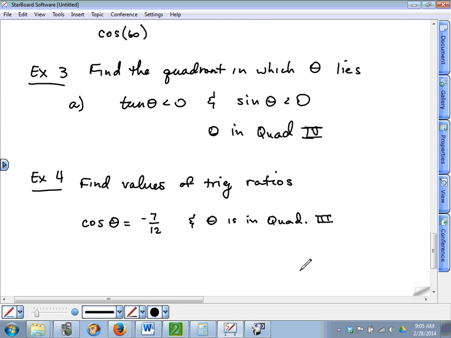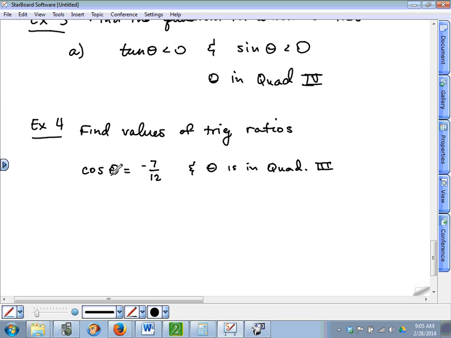Why do we need to know where theta is? So we know if it's positive or negative. Because it's in quadrant 3, the tangent and the cotangent can be positive, but the sine and cosecant can be negative. So we already know cosine. That means we need to find the sine of theta, the tangent of theta, and the cosecant of theta.